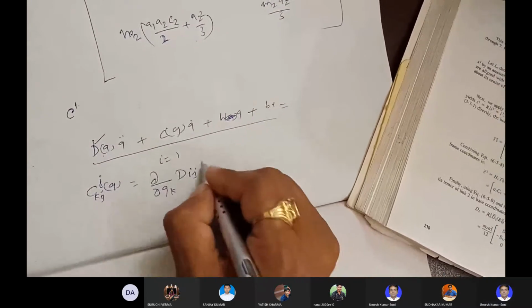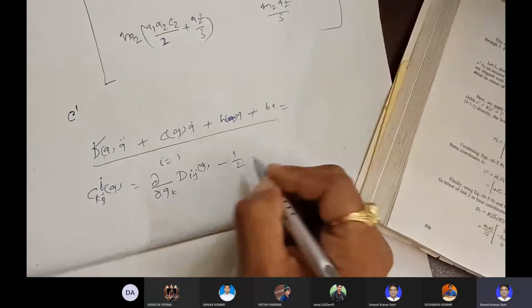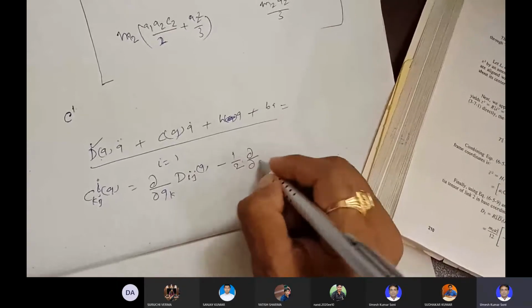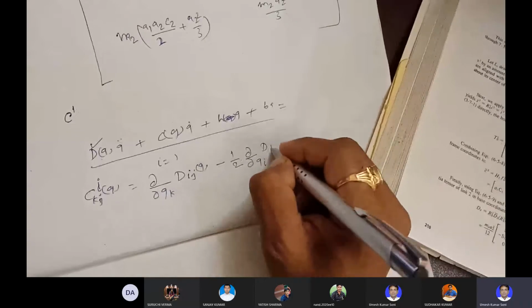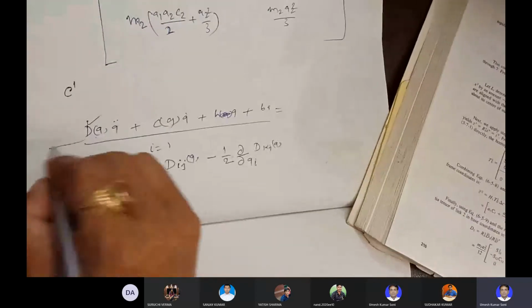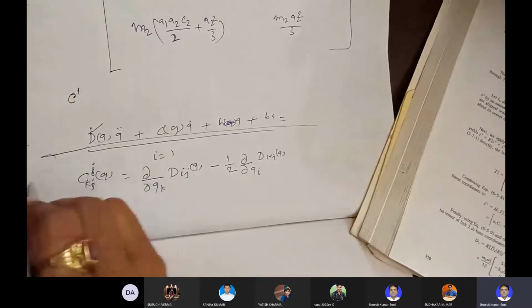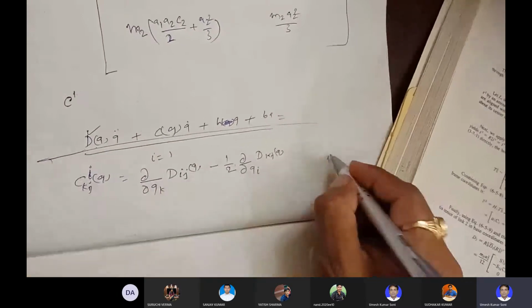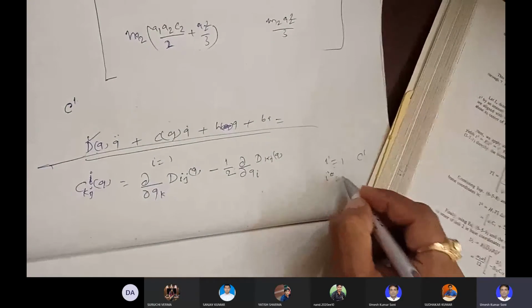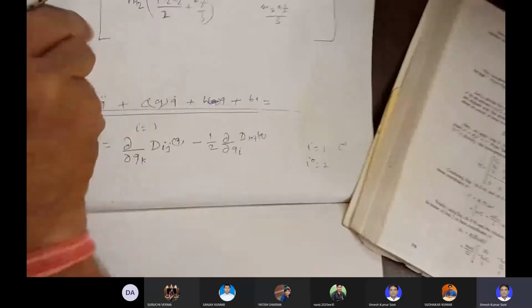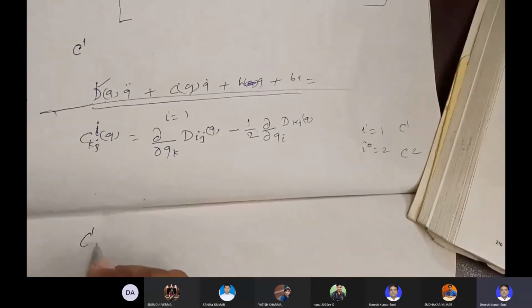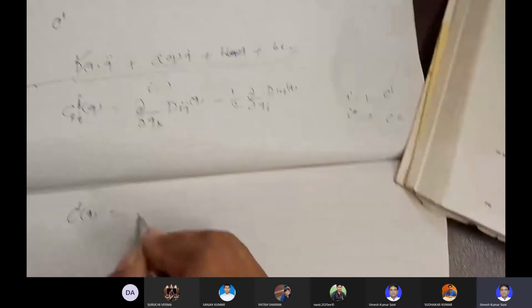dij cube minus 1/2 del upon del q i dkj cube. This is the generalized equation for determining for any link. I equal to 1, then you will get C1, and I equal to 2, you will get up to C2. So for C1 you will keep here I equal to 1.